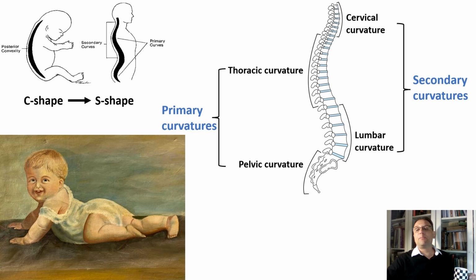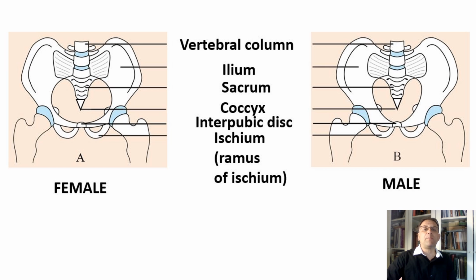The thoracic and pelvic curvatures are called primary curvatures because they were there from birth. The cervical and lumbar curvatures are called secondary curvatures because they develop later, in the child's first year of crawling and walking. Major parts of the pelvis are ilium, sacrum, coccyx, and ischium.